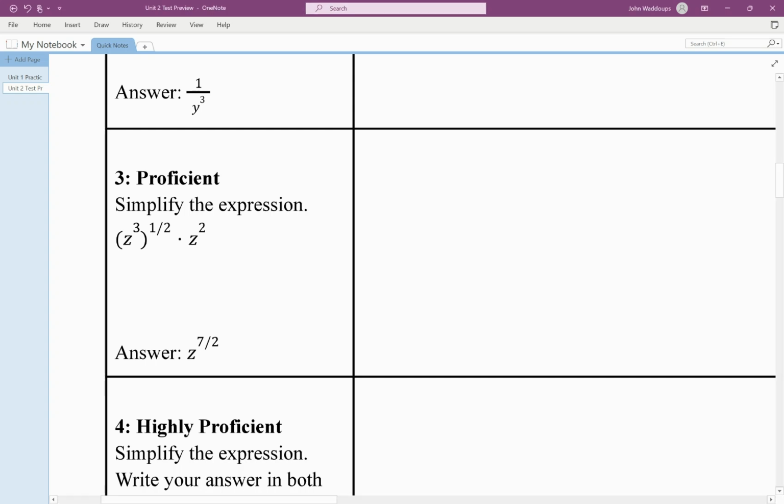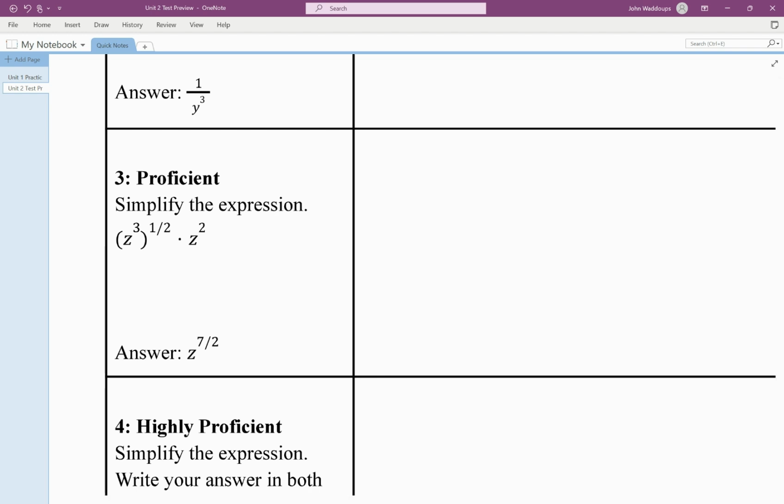Hi, welcome. This is Exponent Properties video at level 3, proficient. And we've got a problem here where it says I got z to the third power, or z cubed, and it's raised to the 1/2 power, and then we're multiplying that by z squared. And so we have to make sense of kind of what's happening here.